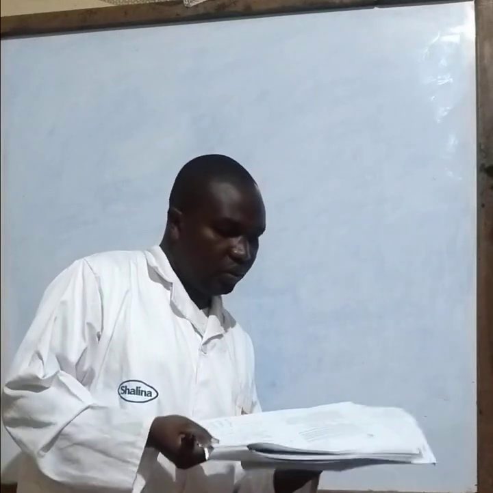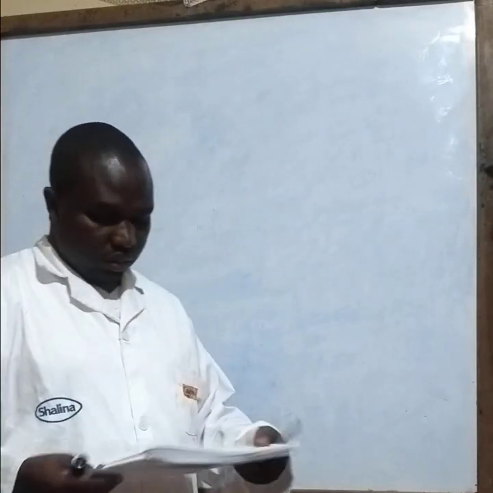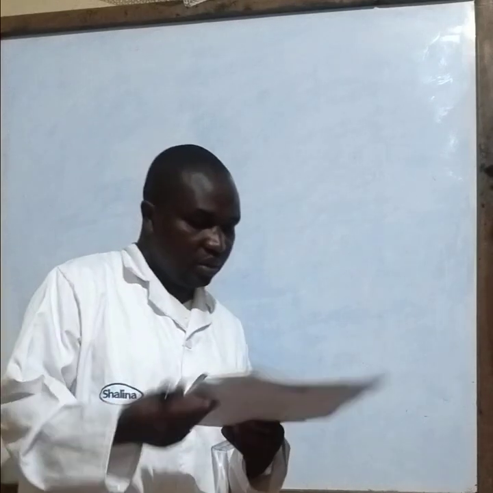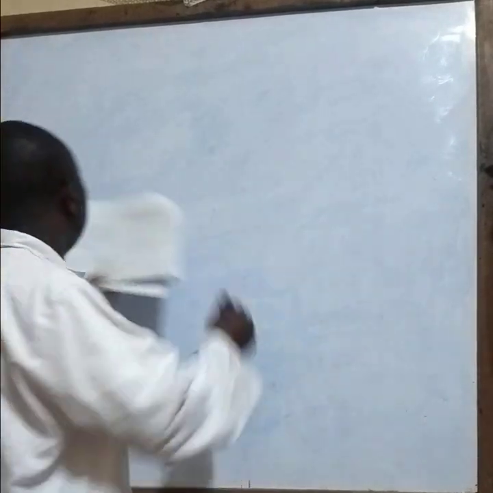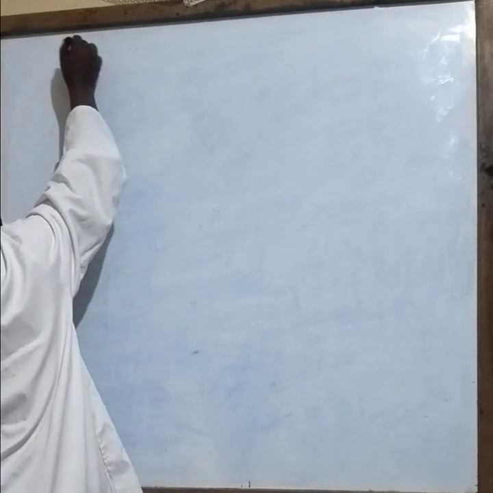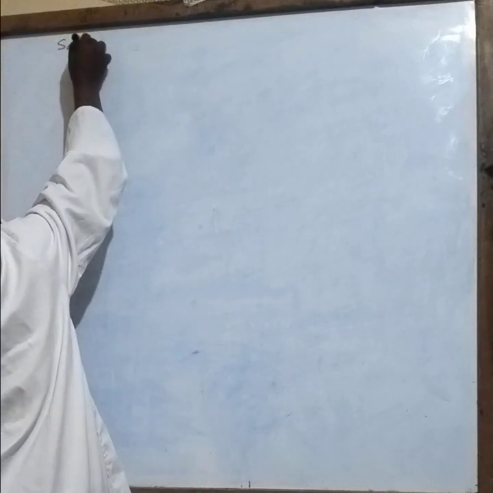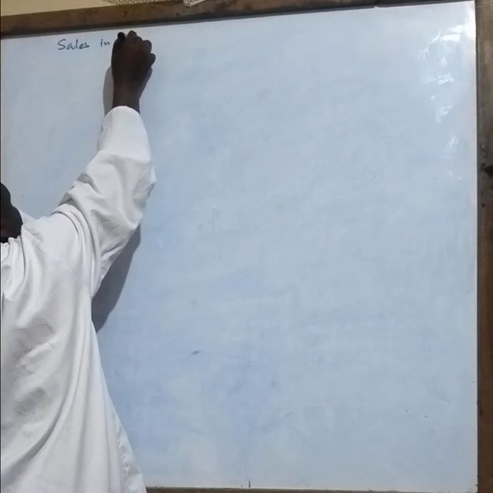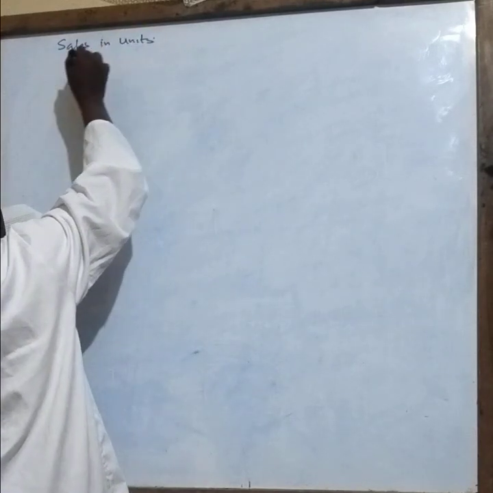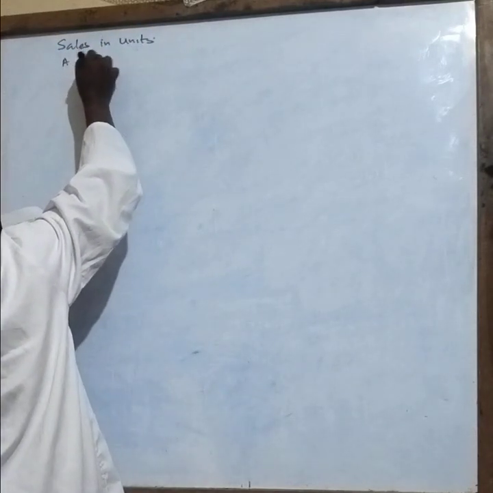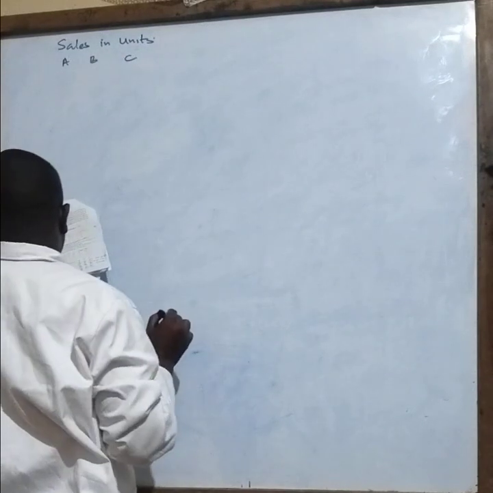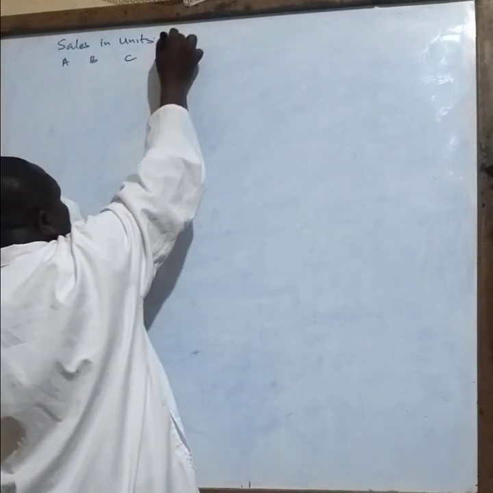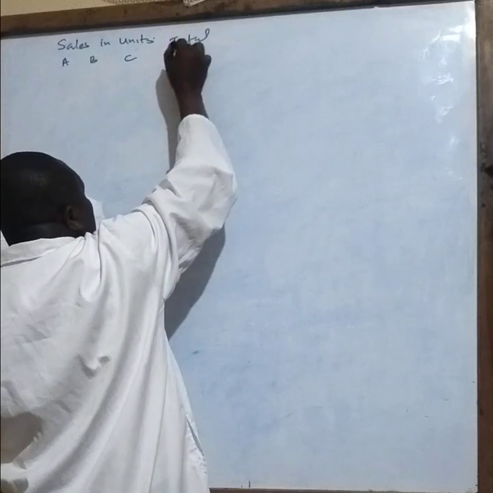Now example 3, you have already been given a question there, which is a table. A table is given there, and this is the table. They are saying we have cells in units here. We have A, B, and C. We have total here in shillings.